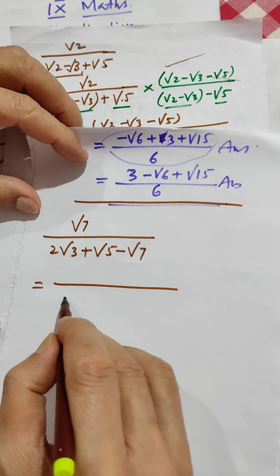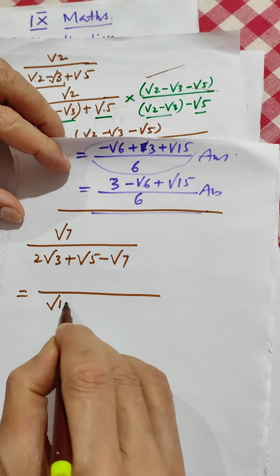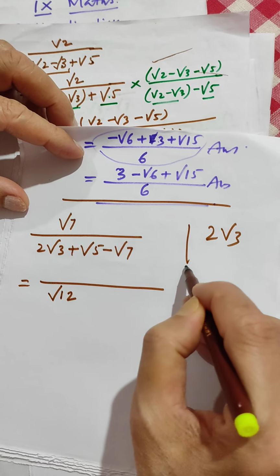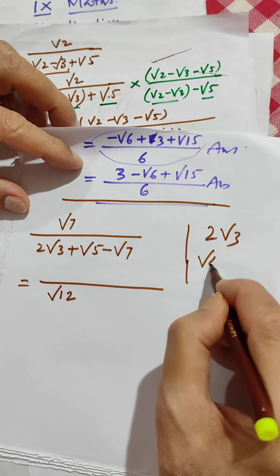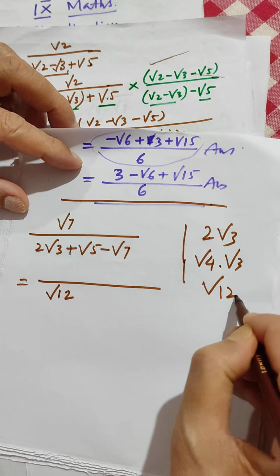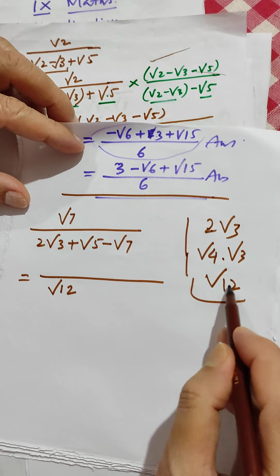Now 2 root 3 is nothing but root 12. 2 root 3, you see, 2 root 3. Now 2 is what? Root 4. Root 4 into root 3. Now root 4 into root 3 is root 12. So this 2 root 3 is nothing but root 12.